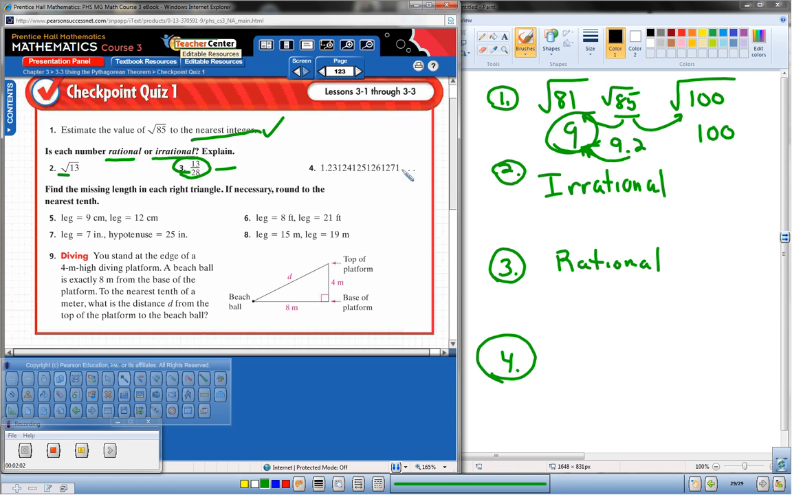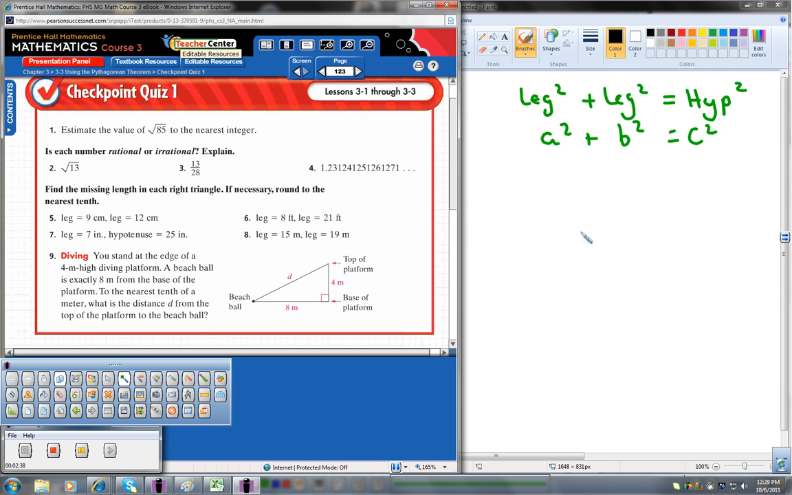Last one, continuing on, this decimal 0.23124125, there is a pattern to the decimal, but there is no repeat here. There's a difference between repeating and a repeating pattern. Since there is no repeat here, it never ends, never repeats, we would also say number 4 is irrational.